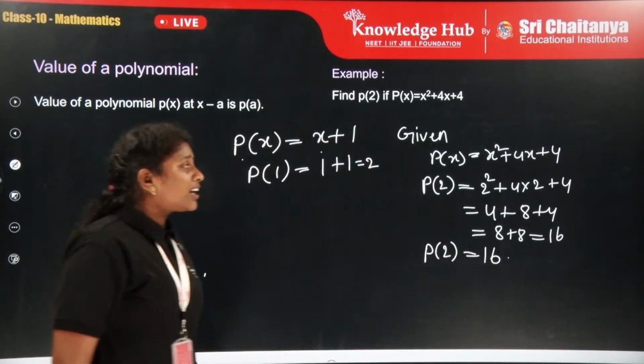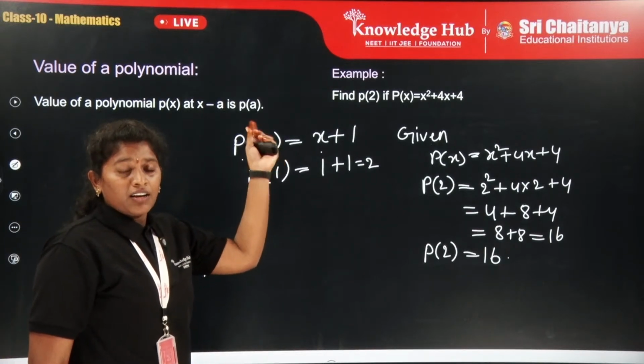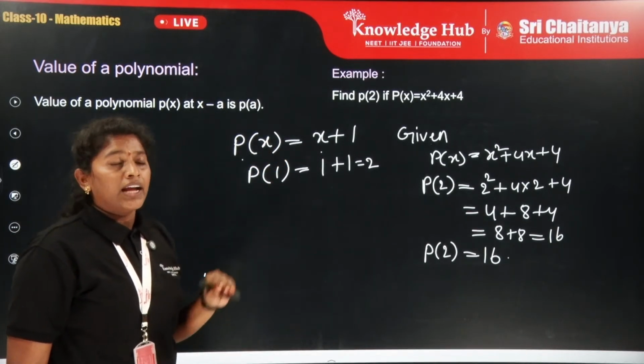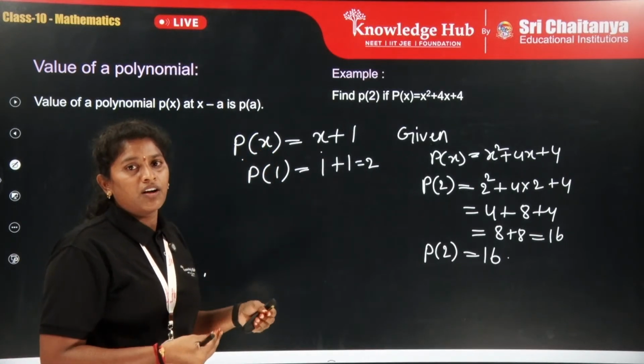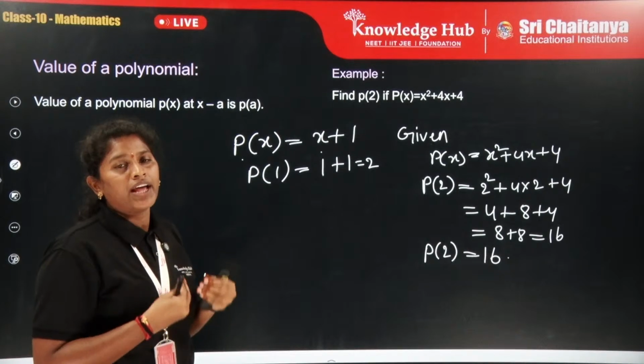So don't get confused about what p of x is. p of x is the representation of your polynomial in terms of x, or you can read it as in the variable of x.